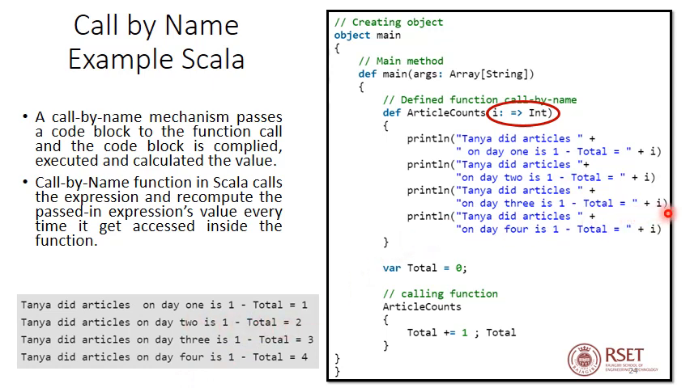Next time when I appears in the next print line statement, this code block gets evaluated again, and total becomes updated to 3, that is 2 plus 1, which is 3. This third statement prints Tanya did articles on day 3 is 1, total is 3. And next when I appears again in the last print line statement, this code block gets evaluated once again, and total gets updated to 4, and we get the output Tanya did articles on day 4 is 1 and total is equal to 4.